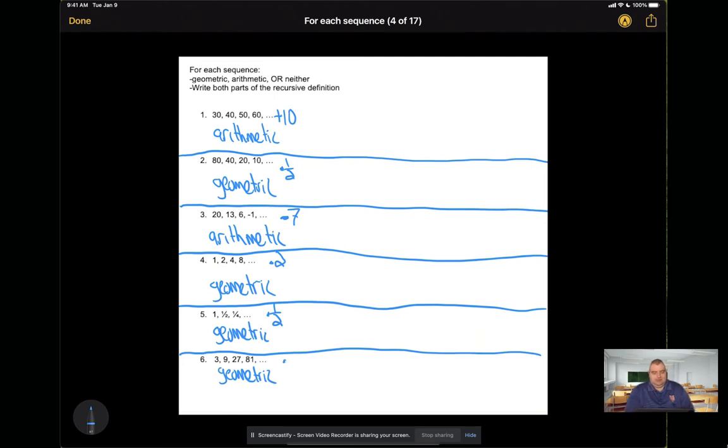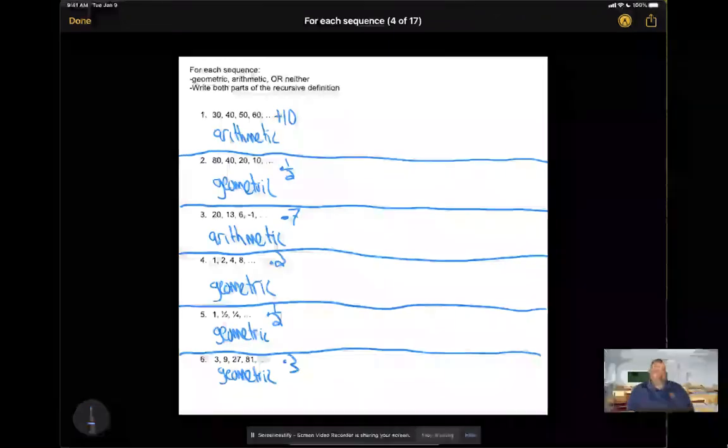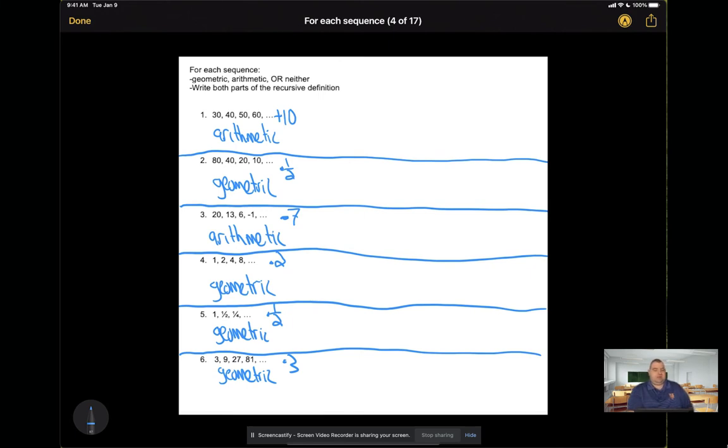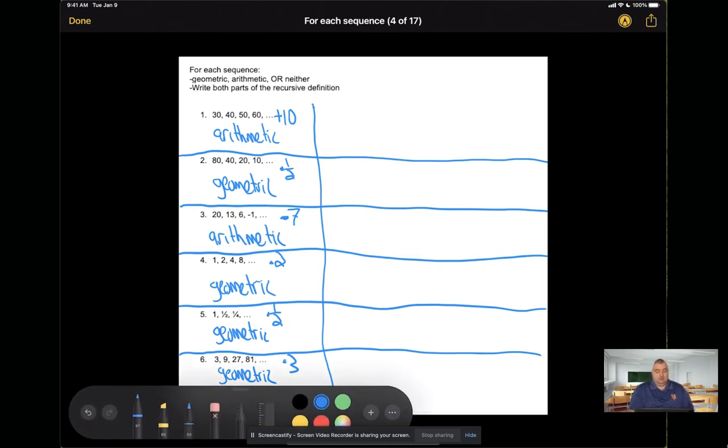So our pattern is to multiply by 3. Now that we know what type of sequences each of these are, arithmetic, geometric, neither, and we know the pattern, we can go ahead and actually write the recursive definition or the recursive form of each of these sequences.